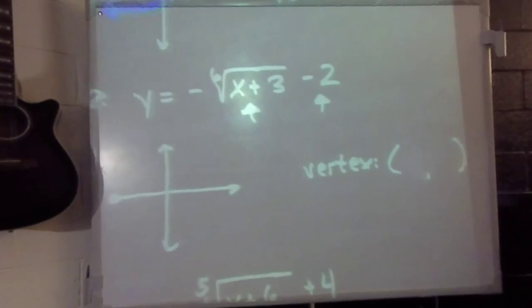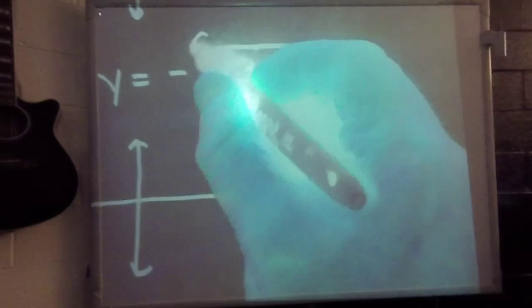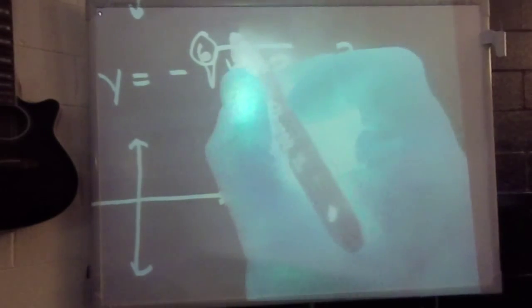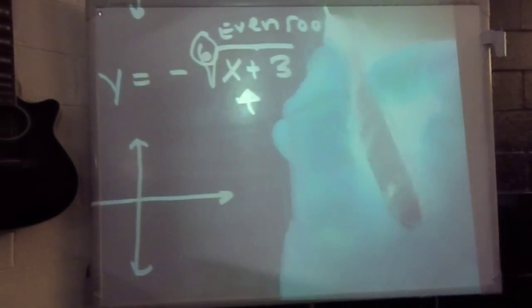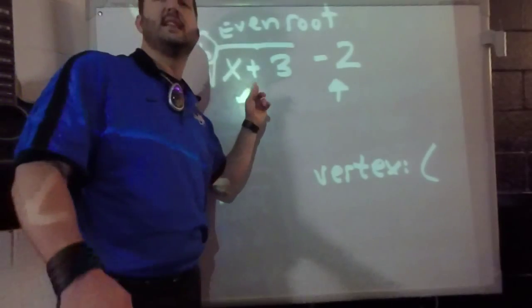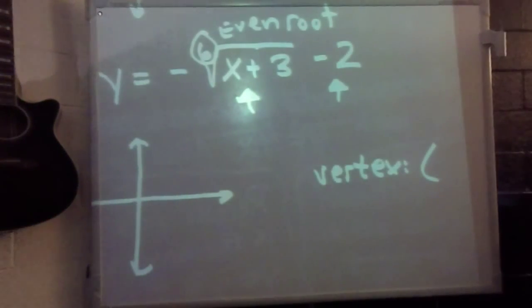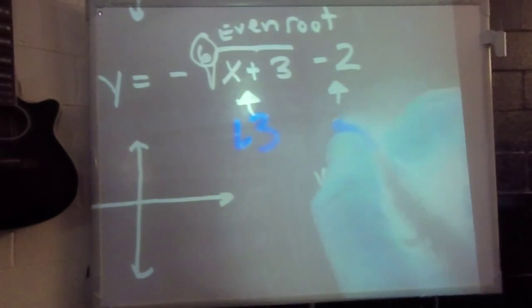All right, let's look at the next one. Lots of things happening on this. First thing is, what kind of shape is this? A dot with the tail, because this is an even root, just like a square root. And let's talk about everything we know. The inside says +3, so what's that going to do? Left 3. So I want a left 3. Then outside I got a -2, down 2.